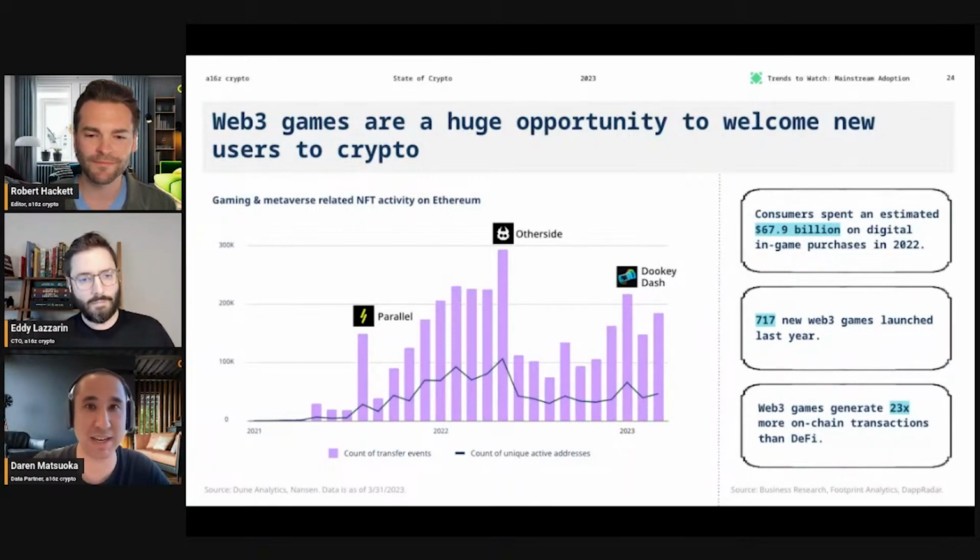And we haven't even talked yet about open worlds, which may initially look like games, but can ultimately lead to these metaverse type experiences, which are even bigger opportunities. So a lot to be excited about when we think about Web3 gaming and the potential there.